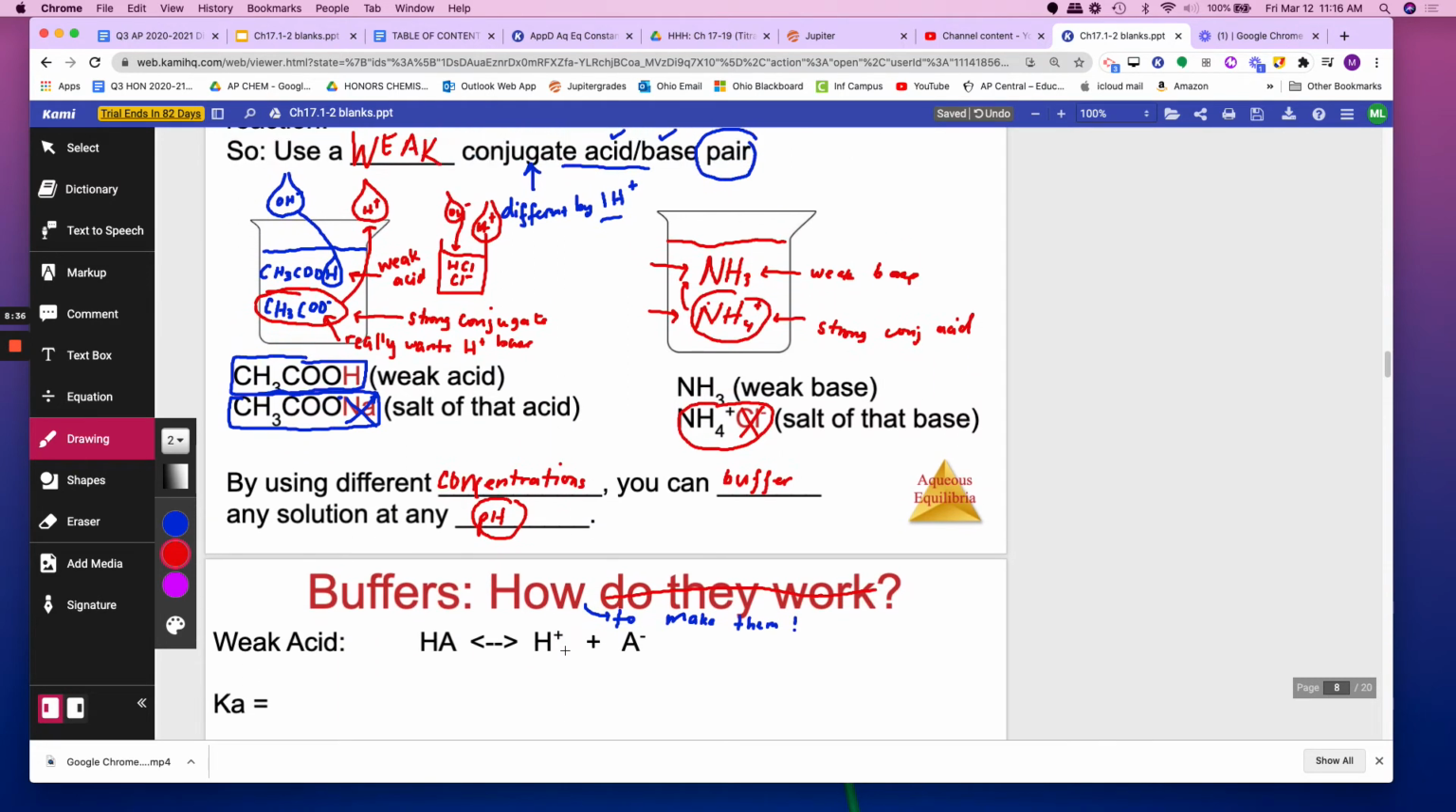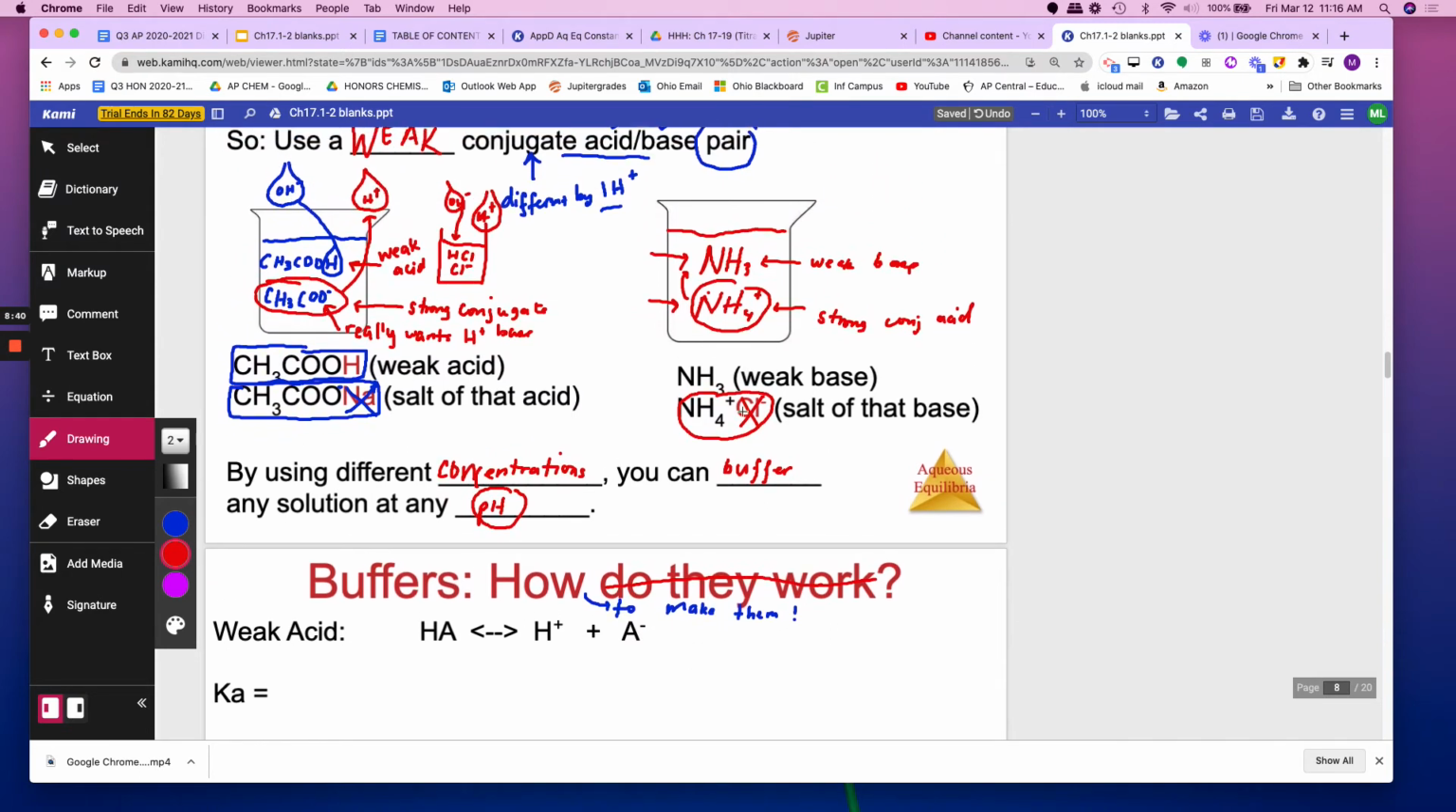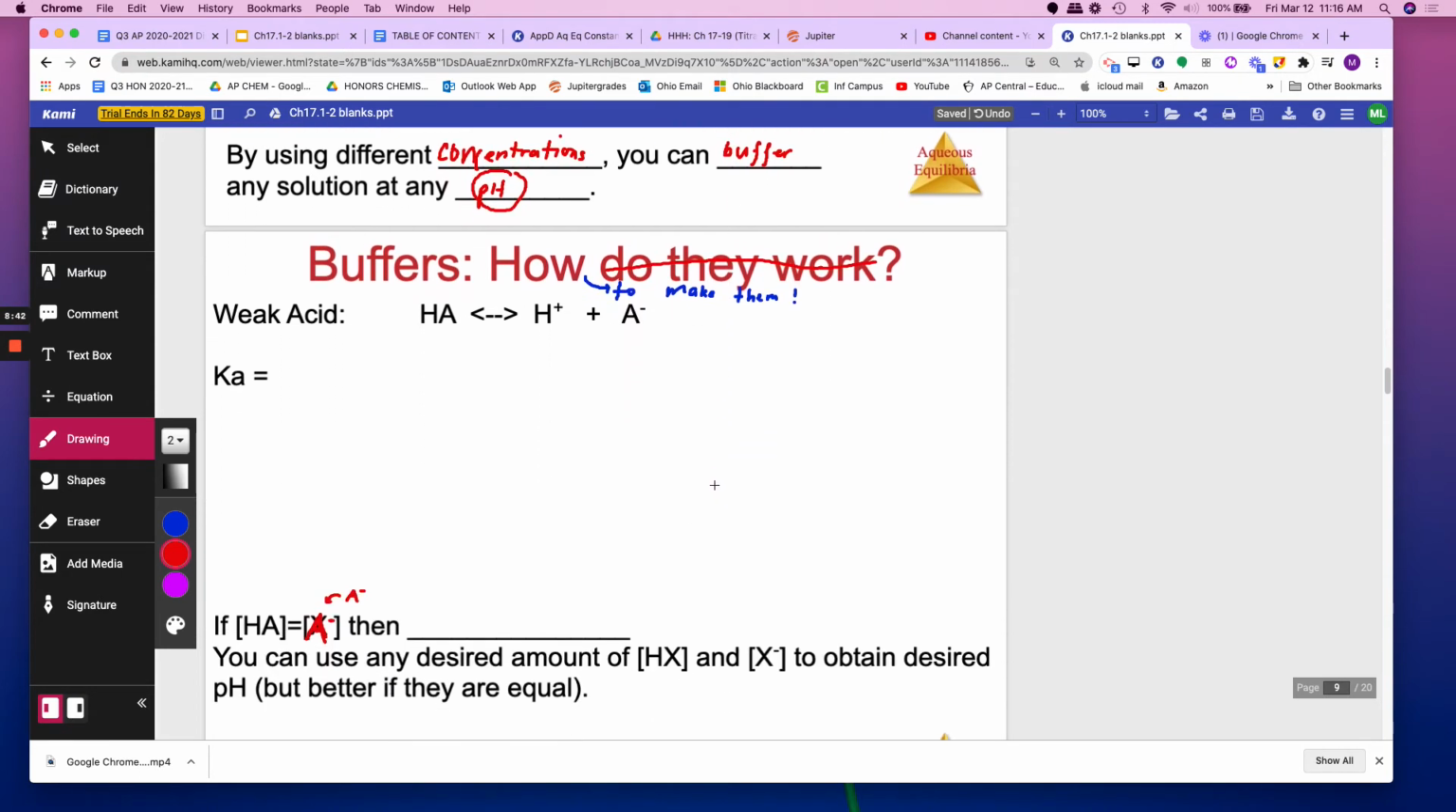Okay, so first, how do you make them? What acid and base do you pick? Okay, first you have to consider this equation. So this is HA, this is the acid, so this is a plus and the minus. The A stands for any acid. It could be HF, let's say. So plus minus, the A would be the F minus. When this dissociates, you get that. The Ka would be H plus times the A minus over HA.